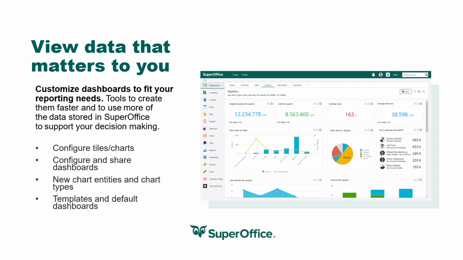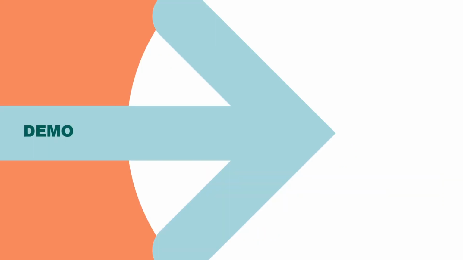And reports can be defined as favorites, so they're faster to find, and you can drill down and see the details behind each report, where you can sort and filter to fit your needs. Now, let's take a look at the new features of advanced dashboards in SuperOffice 10 and how you can start customizing your own.